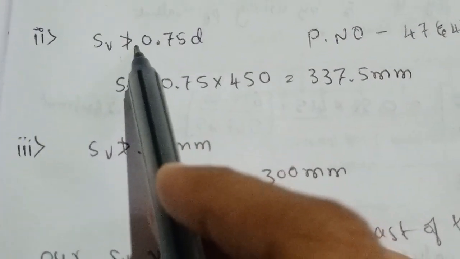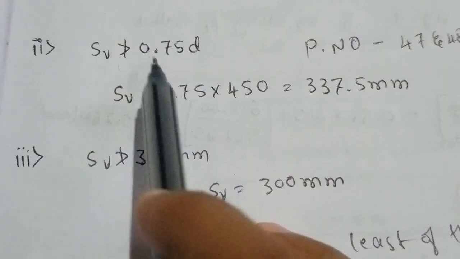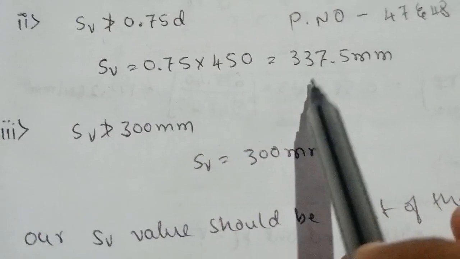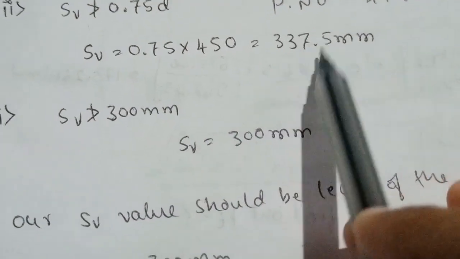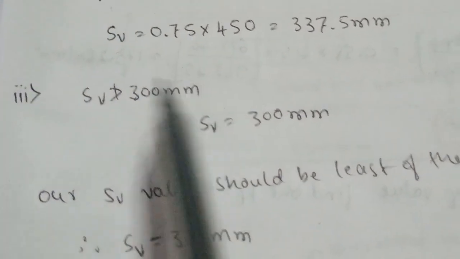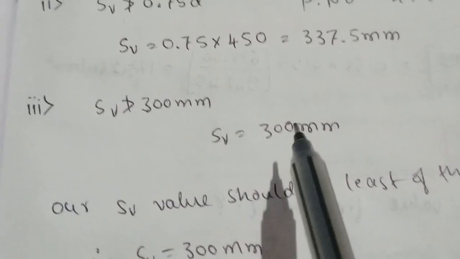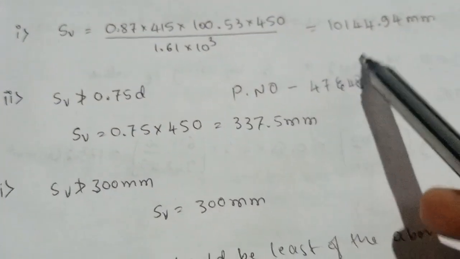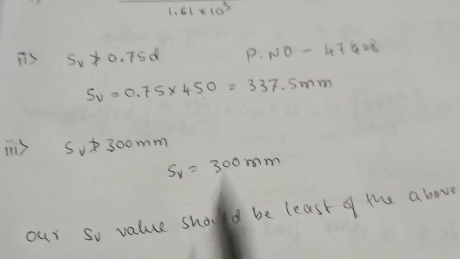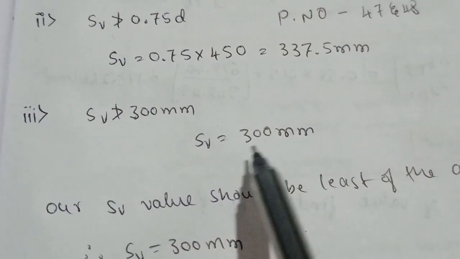Our SV should not be greater than 0.75 d. So substitute the value, simplify this, we'll get 337.5 mm. They have also said our SV value should not be greater than 300 mm. So our SV is equal to 300 mm. And our SV value should be the least of these three cases. The least value is 300 mm, so I am taking SV as 300 mm.